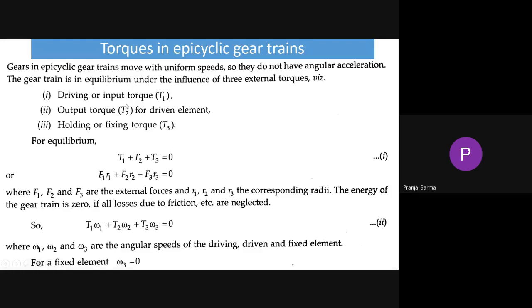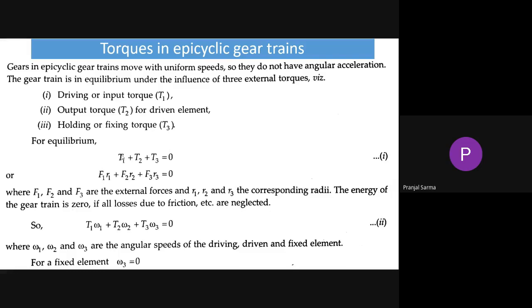What are the different torques we have? The driving torque or input torque, which is given to the driving wheel, the output torque on the driven element, and a fixing or holding torque, which will not allow the driving and driven elements to fall apart. Under these three torques, the whole gear train will be in equilibrium. That means the summation of the driving torque, the output torque, and the fixing torque is equal to 0.